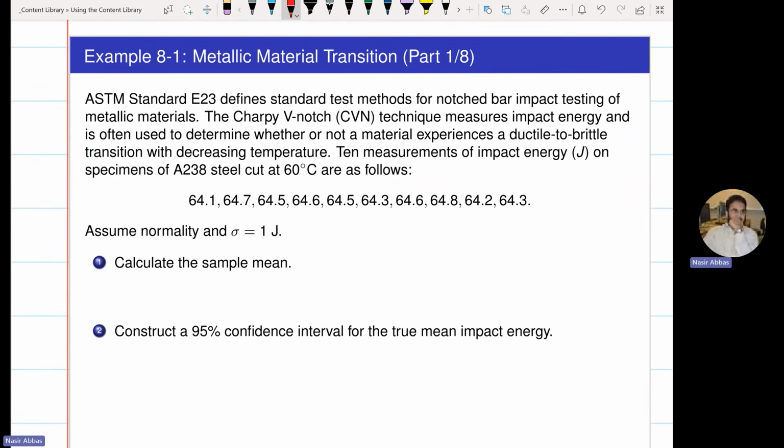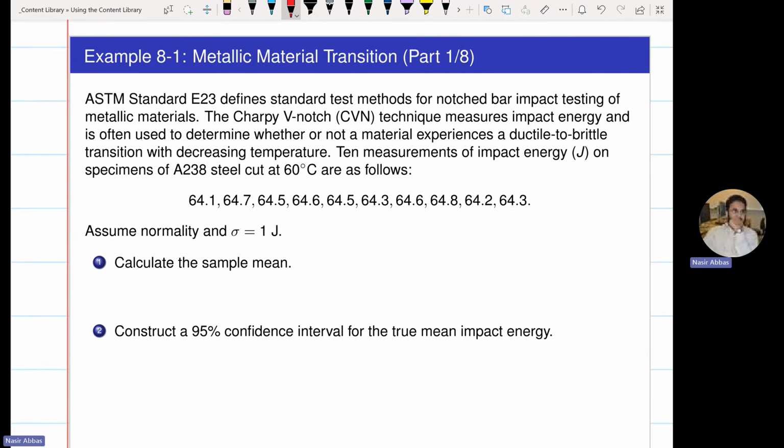Now let's move on to the all-important example. In this example, we are given a scenario that ASTM standard E23 defines whatever. The variable here is the impact energy. The population mean of this impact energy is unknown, and to estimate that, we have a sample of size 10, 10 values of impact energy.